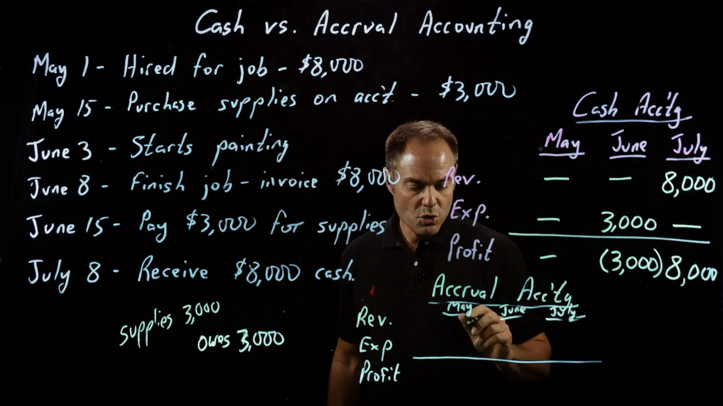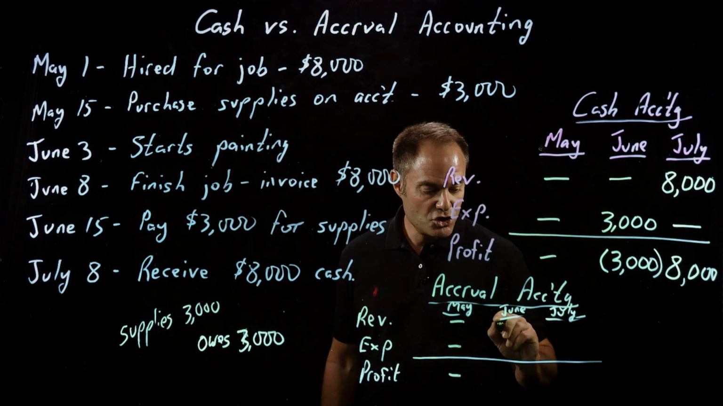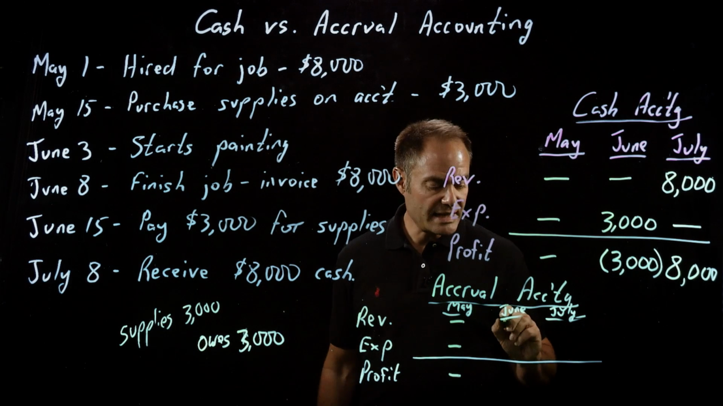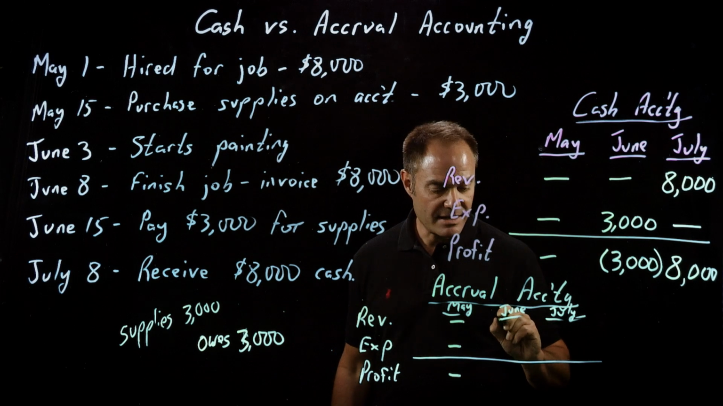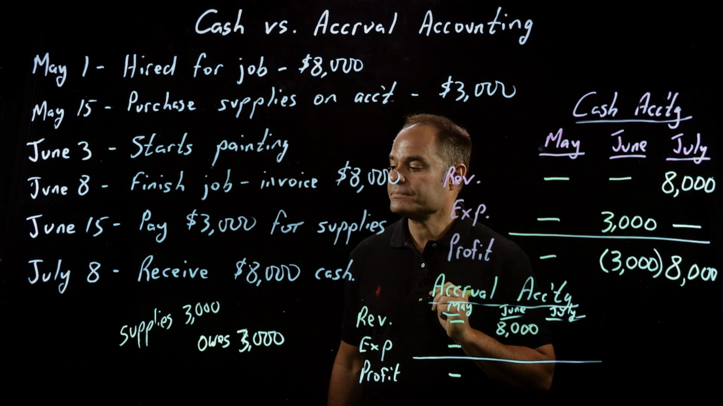And he expects that I'm going to pay him the money, so he can record the revenue when he did the work. So down here in May, we had nothing. We'll just put that in. In June, according to accrual accounting, even though he doesn't have the cash yet, he has $8,000 of revenue.